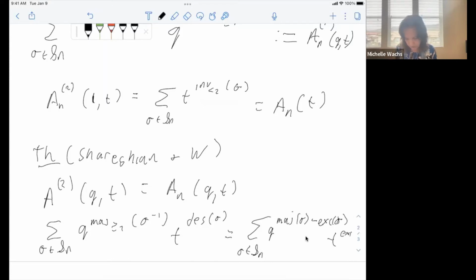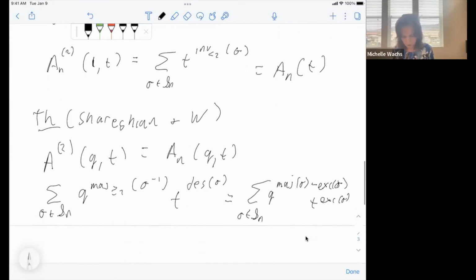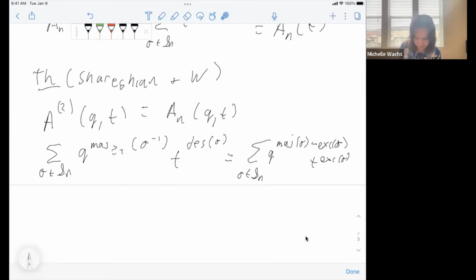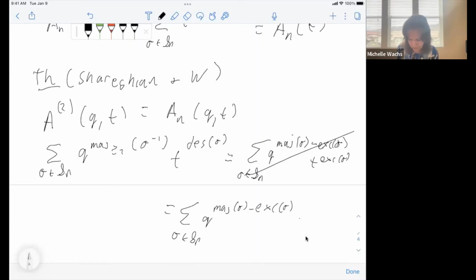T to the exceedance. Let me move this over. T to the exceedance. Sorry. Okay, so I think this was Teddy's question, during the first lecture, whether exceedance had a partner. Let me rewrite this because it's kind of hard to read. This equals T to the exceedance.